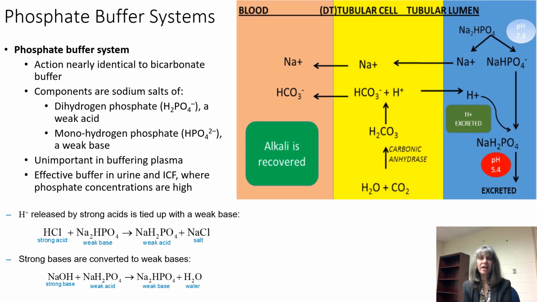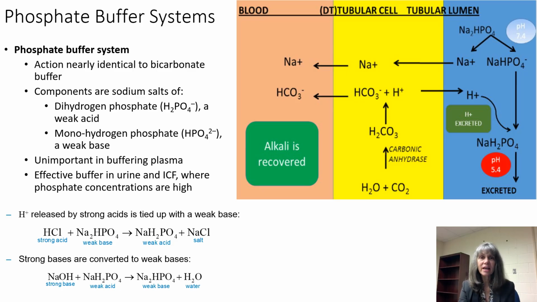That will produce a weak acid known as monosodium phosphate and salt. Conversely, strong bases can be converted to weak bases, where if sodium hydroxide is introduced, that's a strong base that can interact with sodium dihydrogen phosphate, which is a weak acid, to form the weak base, disodium phosphate, and water.